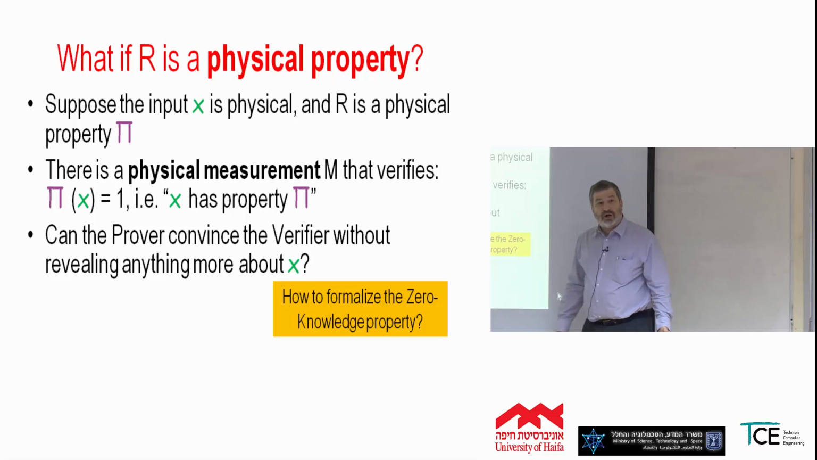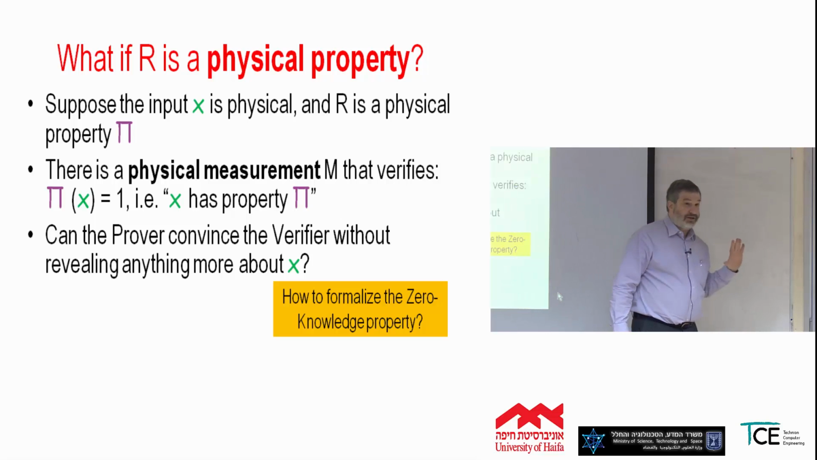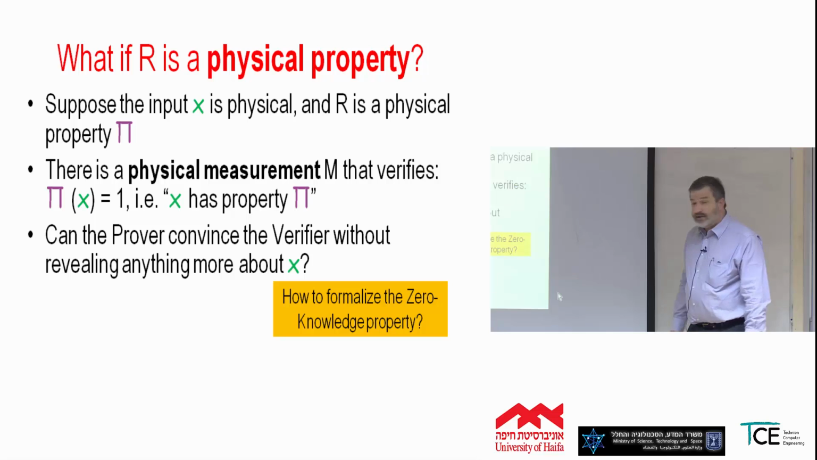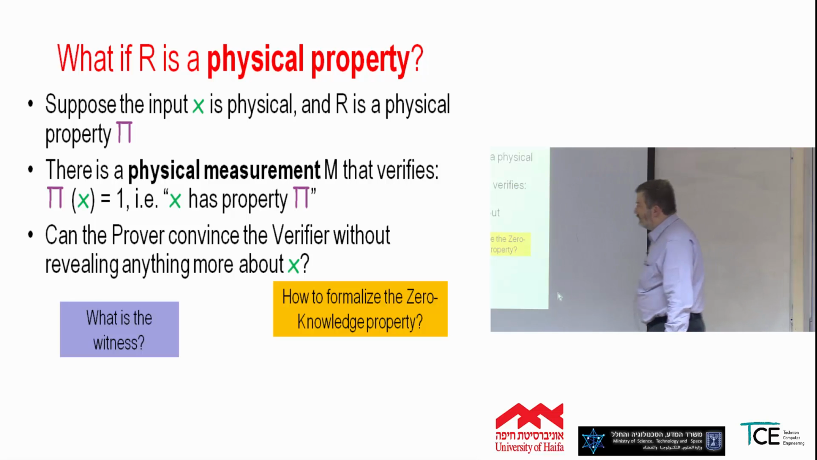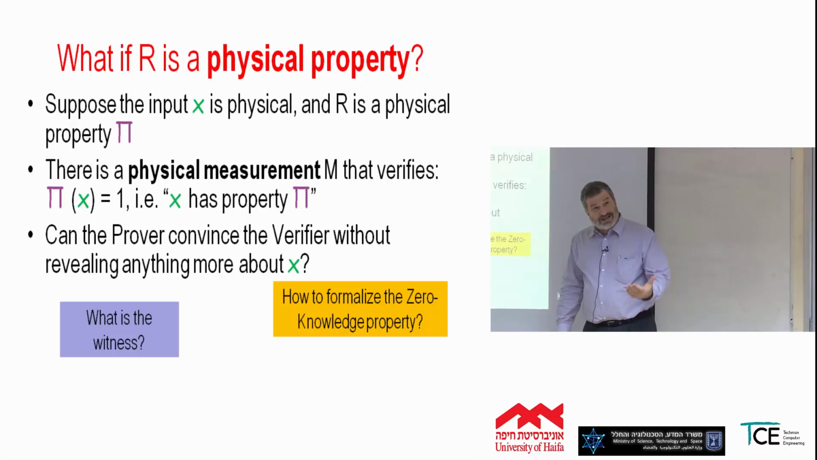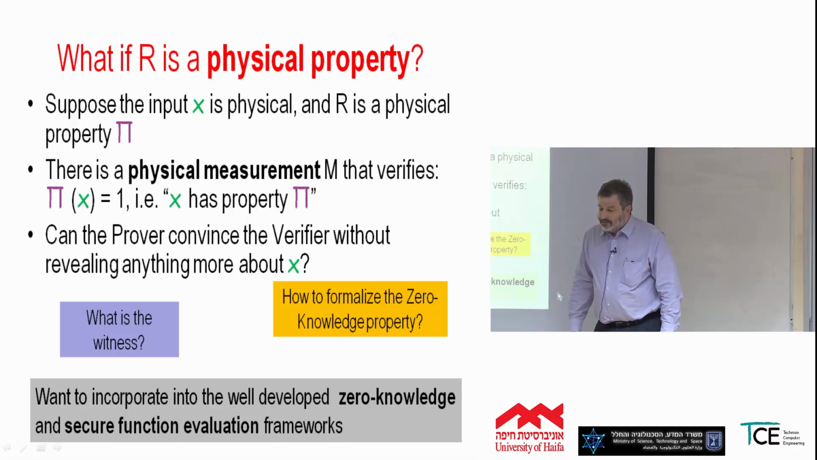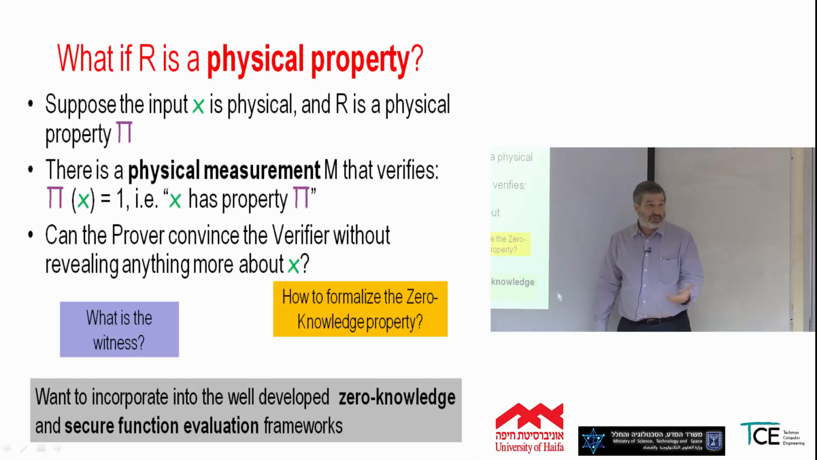So there is the issue, how do we even formalize it? Perhaps I didn't emphasize formalization before, but I promised you I can do it. Here it's not clear that we can formalize it, and it's indeed some of the things we have to worry about. What exactly is a witness? It's not actually a witness as before. And on the other hand, we have all this well-developed zero-knowledge and secure function evaluation framework, and we want to use it in this case.